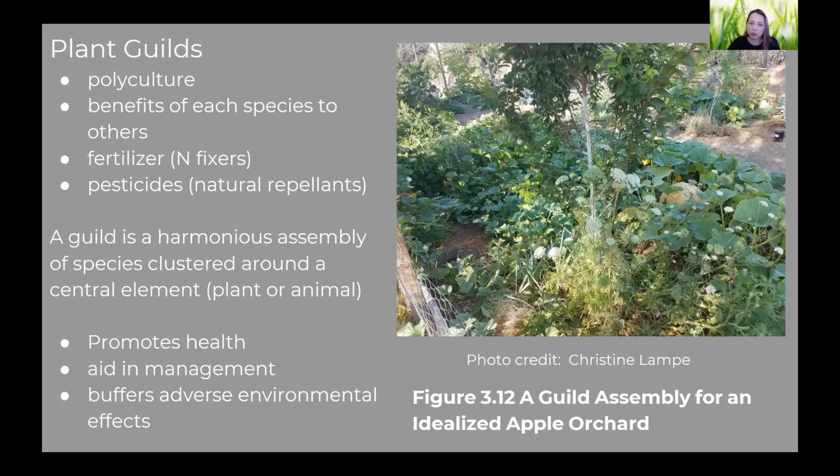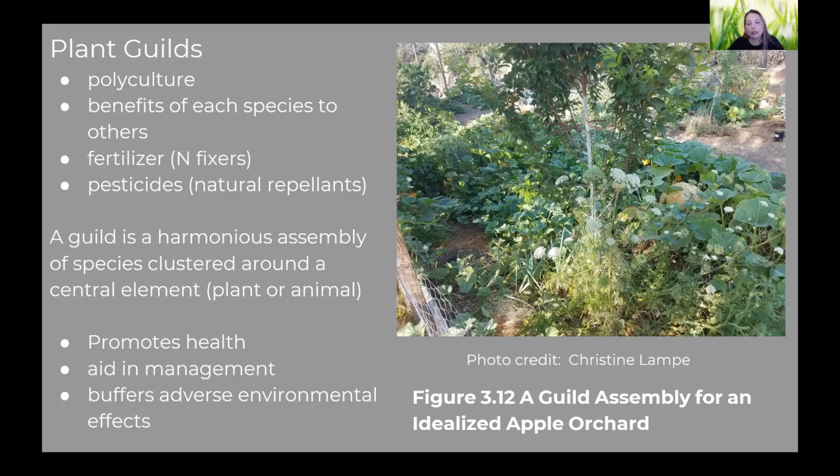Instead of monoculture, a guild is a polyculture where different species perform various roles, such as attracting pollinators, deterring pests, building soil nutrients, and providing ground cover or mulch. This design maximizes resource use and biodiversity, reduces the need for external inputs like fertilizers and pesticides, and creates more resilient and self-sustaining garden systems.